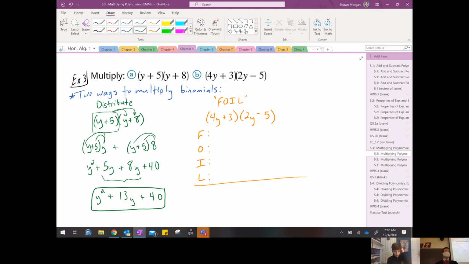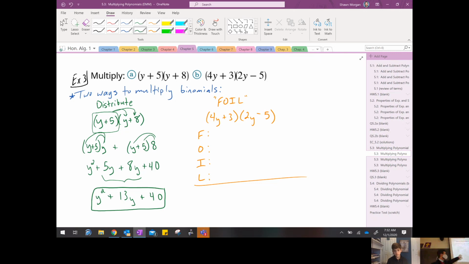What do you think a tri times a tri would yield? 9 terms. Think about it. The first term of my first trinomial multiplies by 1, 2, 3 things in the second. The second term multiplies by 1, 2, 3 things in the second. And the third term multiplies by 1, 2, 3 things in the second. So I've got 3 sets of 3. So a 3 by 3 would yield 9 terms before combining and simplifying.